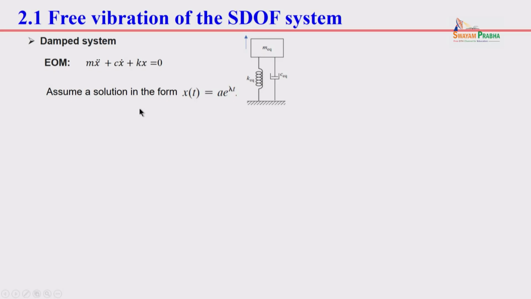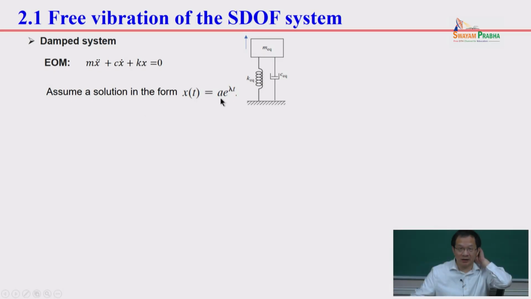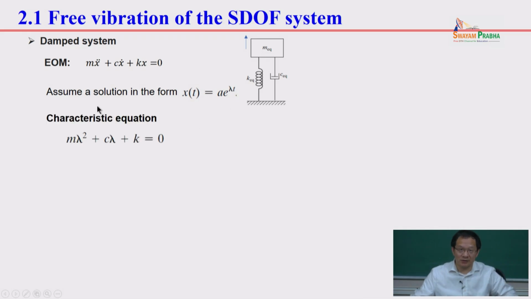Then you solve this problem by assuming x equals A e to the lambda t, right? In that way, you get a characteristic equation. You plug this into the equation, and then solve for lambda. This is a second order constant coefficient ODE, right? Then you have lambda in this form. You can see c squared minus 4km. This term is important.